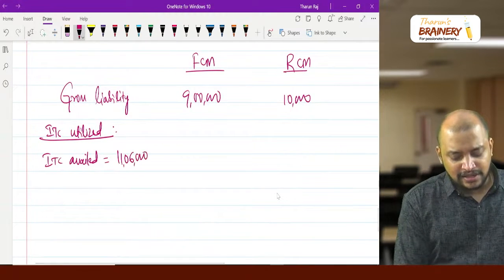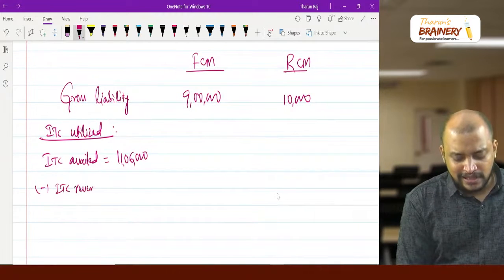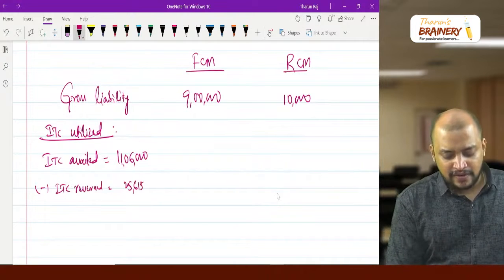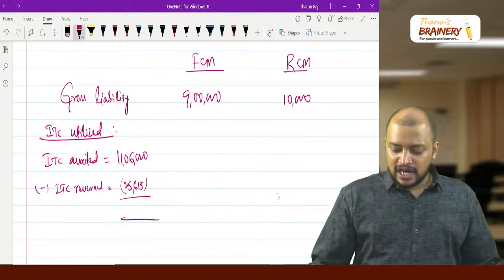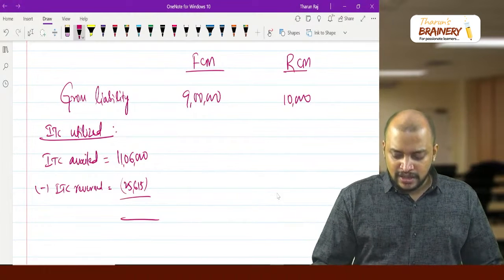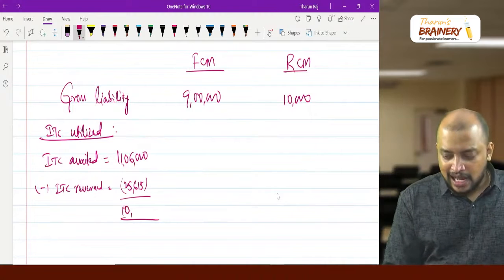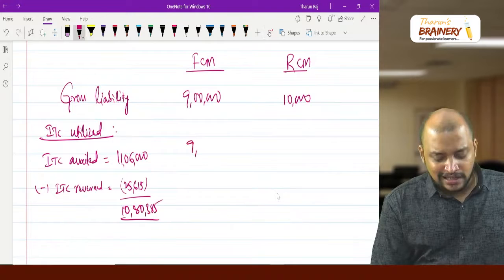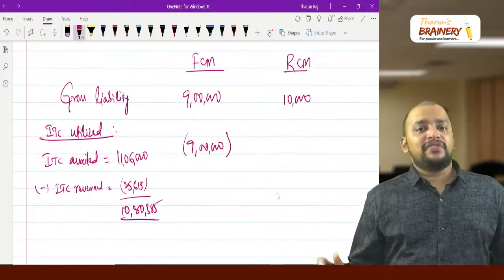From that 11,06,000 minus ITC reversed. How much is the ITC reversed? 25,615. Remaining ITC is available for utilization. So 11 lakhs 6,000 minus 25,615 leaves 10 lakh 80,385. Can we use that? Yes, 9 lakhs we will adjust.